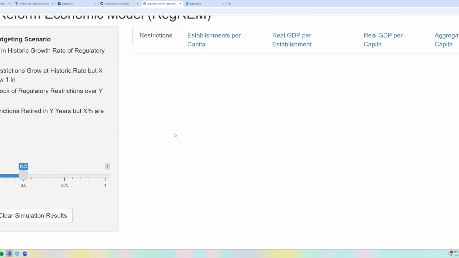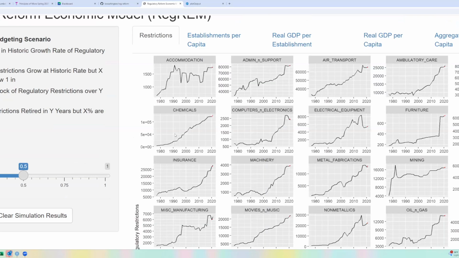And there we go. So this is in black, the time path of the regulatory restrictions that you see in the data. And then that little bit in red is where I've got the deviation that comes from what we're setting, right?